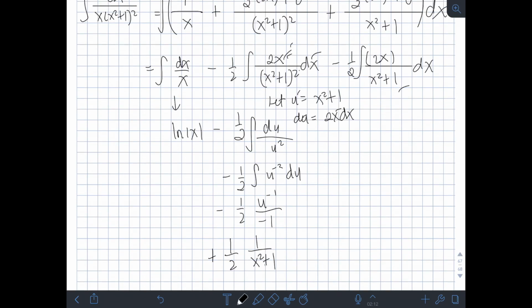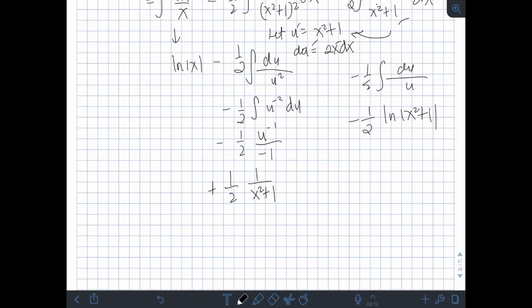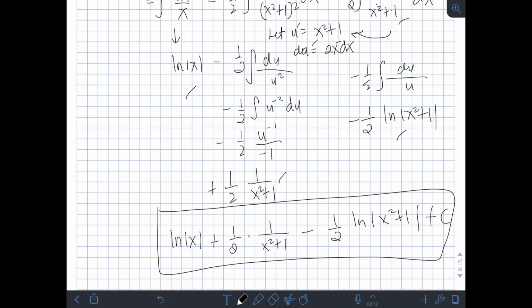And then last, ito same substitution lang din dito. So negative 1 half integral ng, so 2x dx is du, over x squared plus 1 is u na lang. So we have negative 1 half integral ng du over u is ln u. Pero in terms of u, we have x squared plus 1. Okay, so therefore, combining the three integrals, we have ln x plus 1 half times 1 over x squared plus 1 minus 1 half ln of x squared plus 1 plus c. Therefore, this is the final answer. Okay?